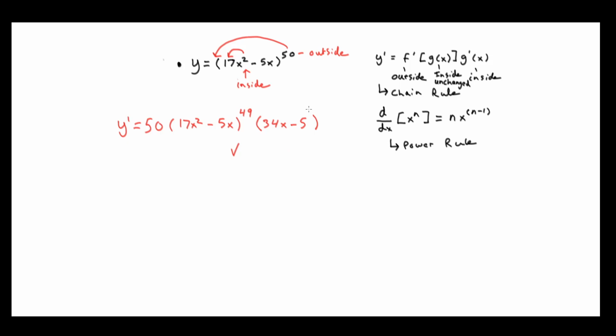So the big thing here is just trying to figure out what your inside and outside functions are. Just to reiterate, anytime you have this exponent with a function, you always assume this is going to be your outside function, and just use the chain rule, and then leave your function in the middle, inside, as is, and then multiply it by the derivative of this inside function.